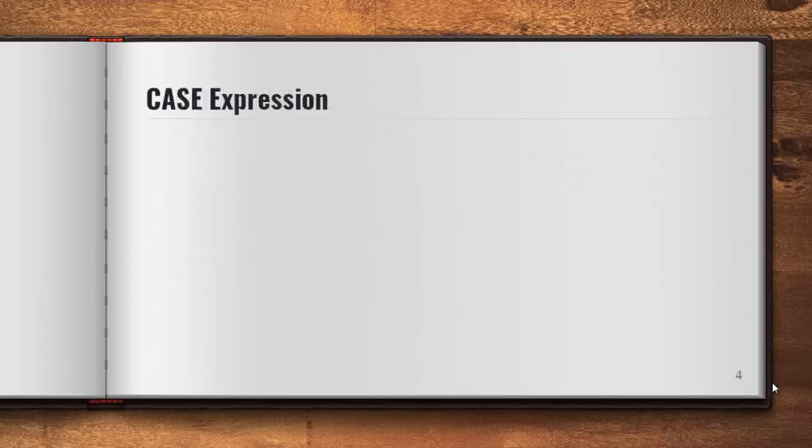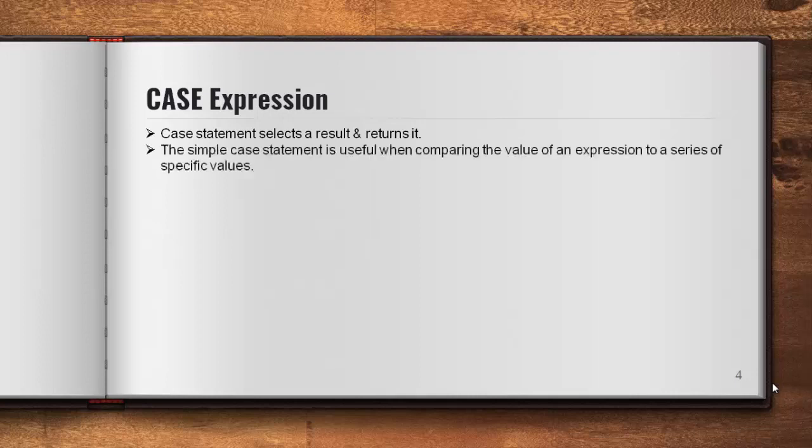The next slide is about the case expression. Case expression is nothing but what we studied as switch case in our C language and C++. The same thing follows over here, whereas the case statement selects a result and returns it. At the end, the case statement will select a particular result, and according to that result, it returns some value. The simple case statement is useful when comparing a value. So we will use this kind of case statement when we have to compare a value.